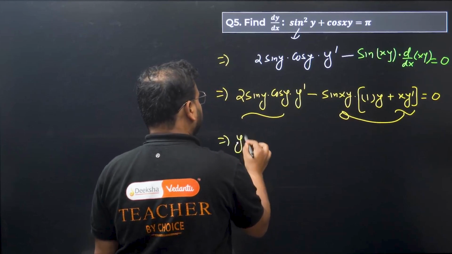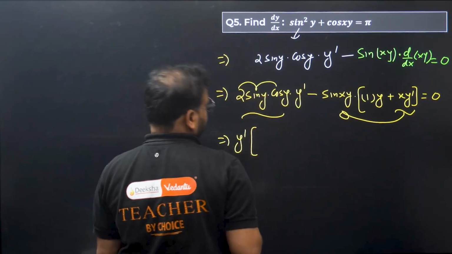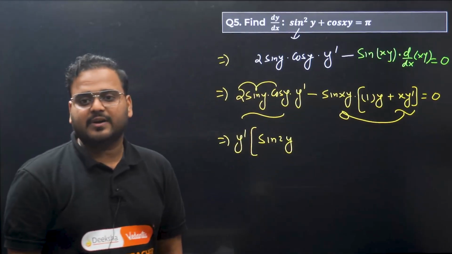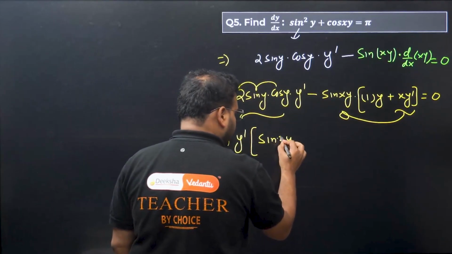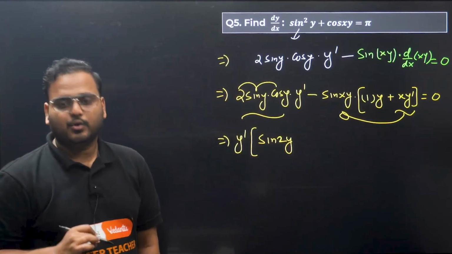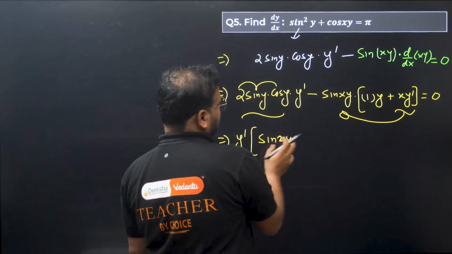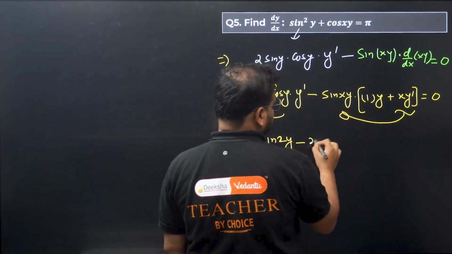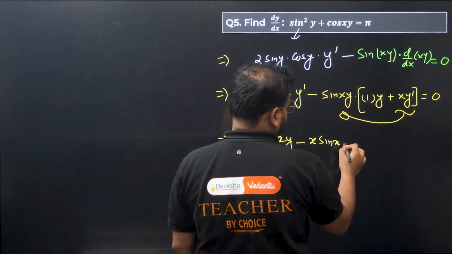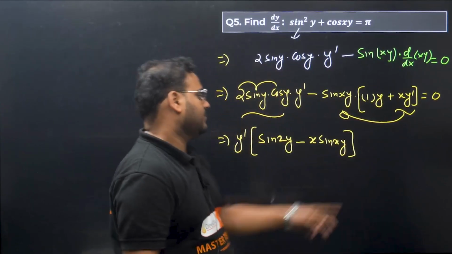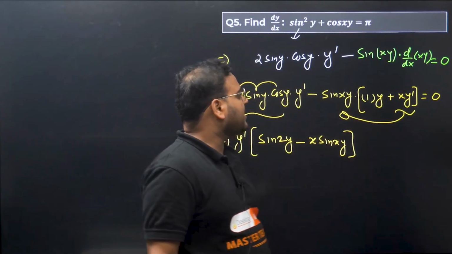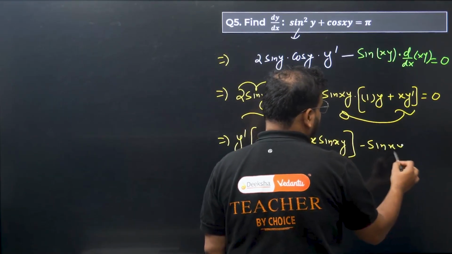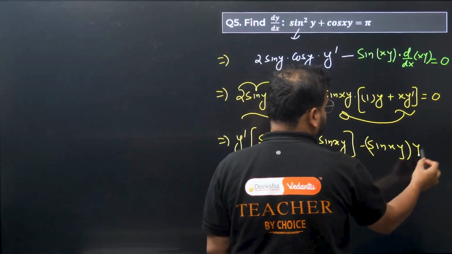So let's just do that. I'll keep the y dash common. 2 sin y cos y, how much is that? Sin 2y. 2 sin y cos y is sin 2y, not sin square. Okay, and what is left? Over here, if you take common, you'll have minus x sin xy. This x will become minus x sin xy. And what is left now? We have here minus sine xy into y left equals to 0.